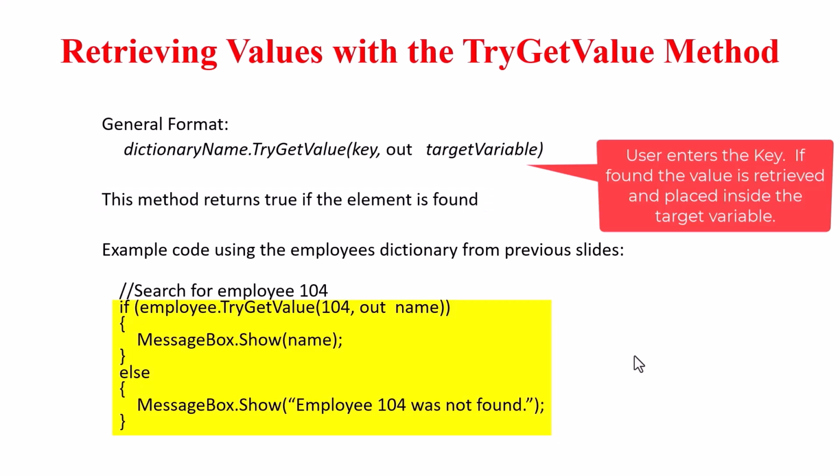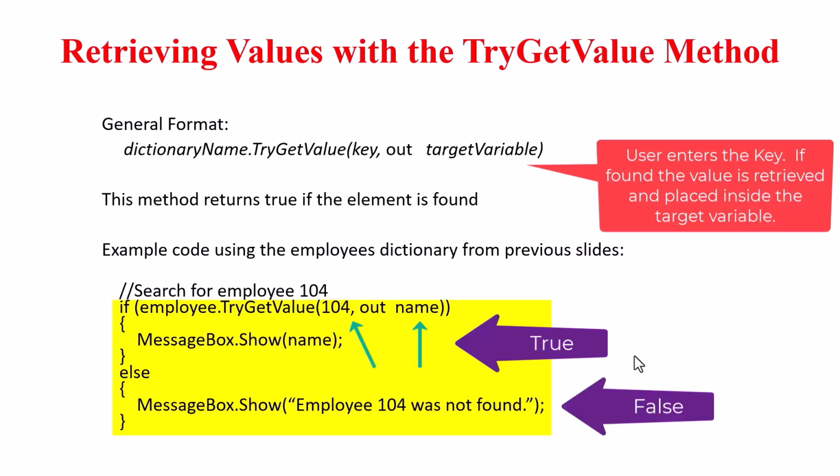Example code using the employee dictionary from the previous slide goes like this. We're going to search for employee 104. If employee.TryGetValue(104, out name). In other words, it's going to look for the key value of 104 in the employee dictionary. If it finds it, it's going to store the value in the variable called name. And then we're going to have a message box that shows the name if it's true. If it's false, the message box is going to show employee 104 was not found.